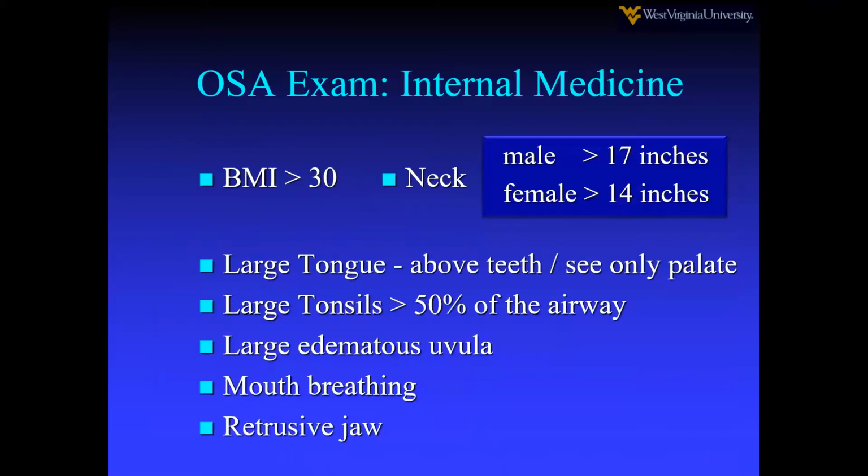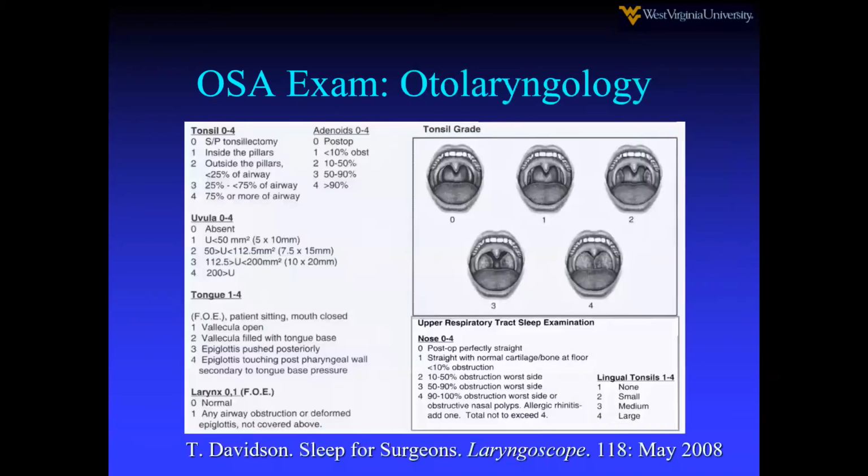Okay, we know BMI greater than 30, neck circumference male 17, female 14. I think I said 15 inches earlier because different papers will say different things. So my internal medicine colleagues, I tell them, you don't have to do the exam that I do, but do they have a large tongue? You can mark that down. Do they have tonsils taking up more than half the airway? Is the uvula large? Are they mouth breathing? Do they have a retrusive jaw? That's a very basic airway evaluation.